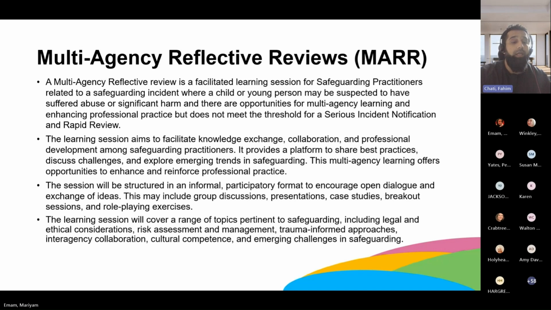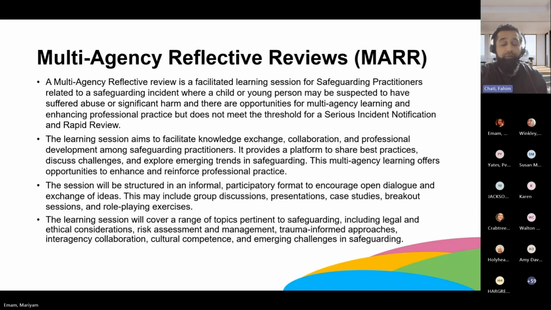Something new that we are beginning to incorporate into our Lancashire CSPR and rapid review processes is a multi-agency reflective review. A multi-agency reflective review is a learning session for safeguarding practitioners relating to a safeguarding incident where a child or young person may have been suspected to have suffered abuse or significant harm. There are opportunities for multi-agency learning and enhancing professional practice, but it does not meet the criteria that was discussed earlier by Peter. It does not meet the threshold for a serious incident notification.